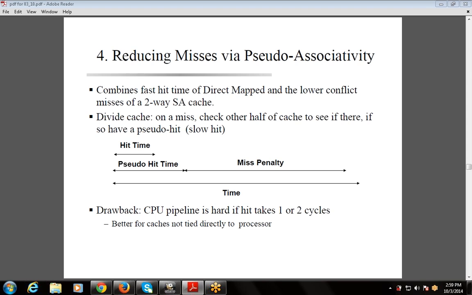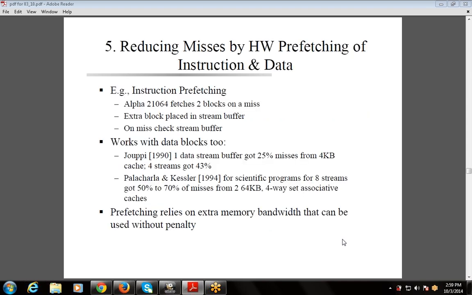This is one of the important methods, that is how to reduce misses by using pseudo-associativity, which combines the fast hit time of direct mapping and the lower conflict misses of a two-way set associative cache. So these are two techniques used in pseudo-associativity. Divide the cache: on a miss, check the other half of the cache to see if it is there, and if so, we have a pseudo hit. So there is a hit time, a pseudo hit time, and a miss penalty. Then what is the drawback or limitation? It takes one to two extra cycles.